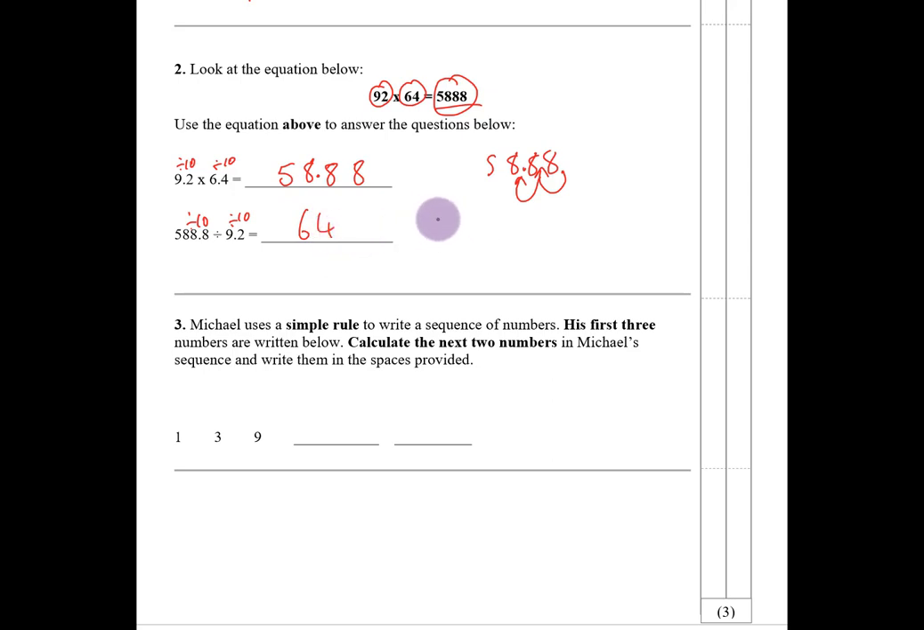So just to show you what I mean, if I had 300 divided by 60, that would give us 5. And then if we divided this by 10 and divided this by 10, and then did 30 divided by 6, it would still give us the same answer. So if the same thing happens to both sides of the division question, it gives you the same answer.